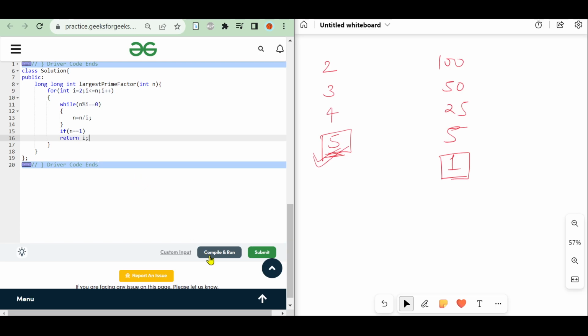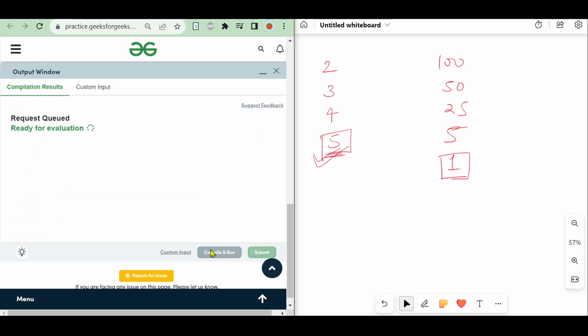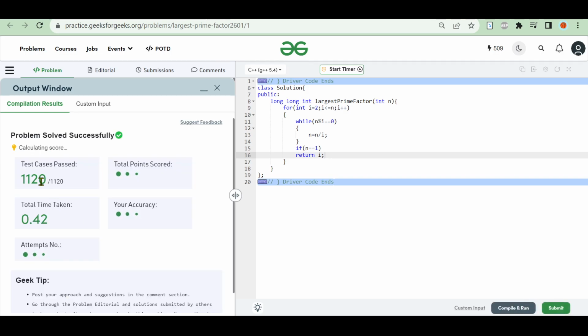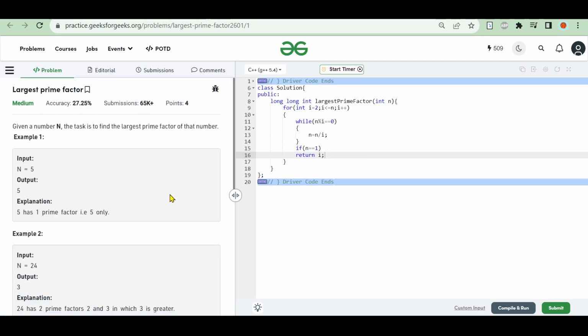So this is the code, only this much code. Now let's try to run it. Yes, for input 17, it is showing output as 17. Let's try to submit it. Yes, all the test cases are passed, it is working absolutely fine.